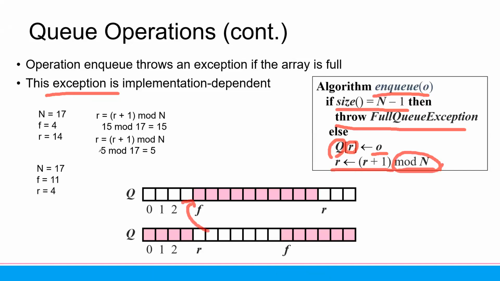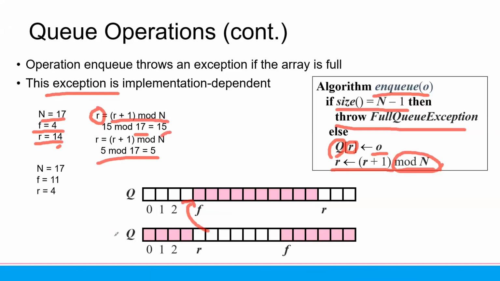So you can see, for example, now I have n as 17, the front is 4, and the rear is 14. If I want to add one element at index 14, then 14 plus 1 mod n will be the new r. So 15 mod 17 is 15. So the new r will be 15.